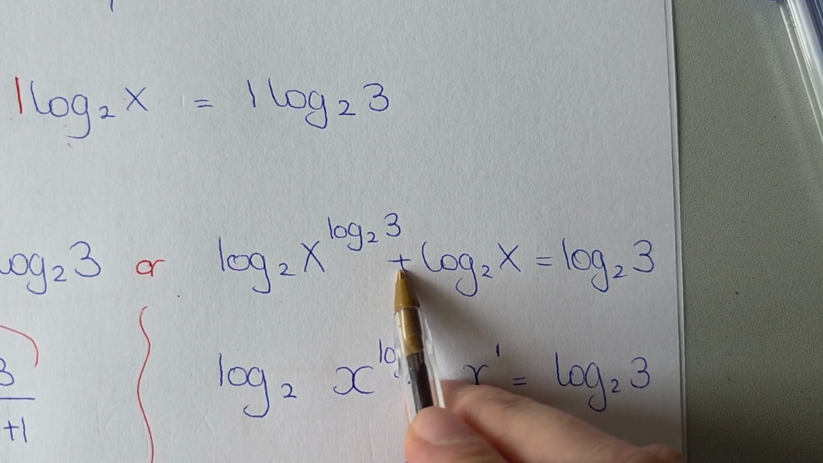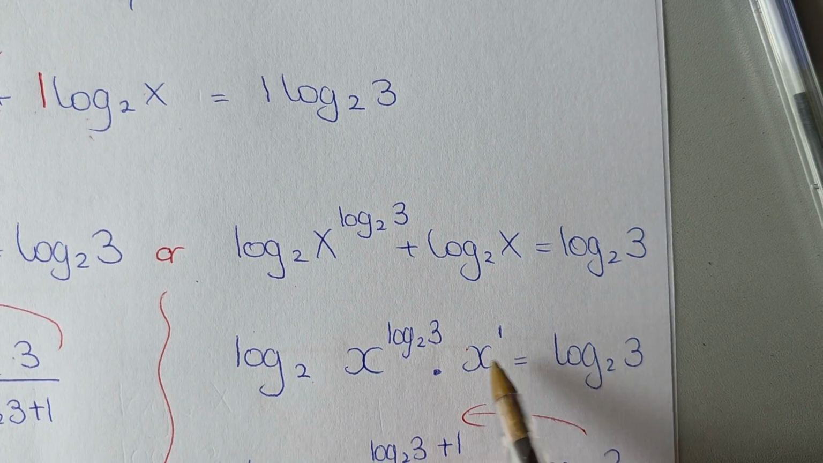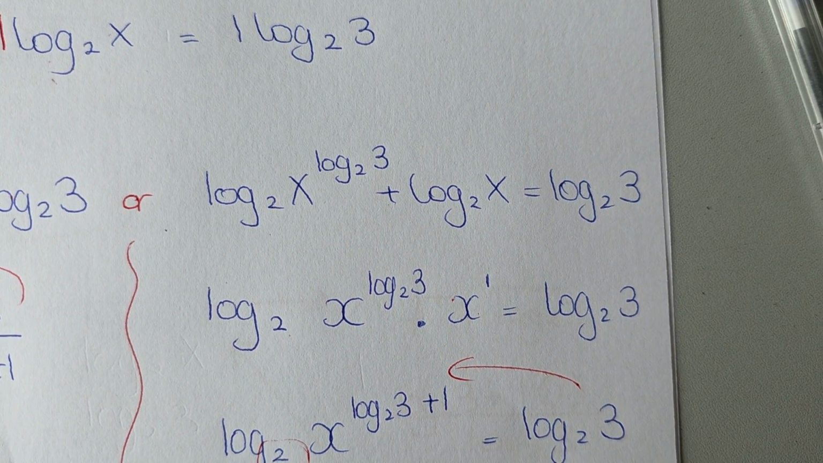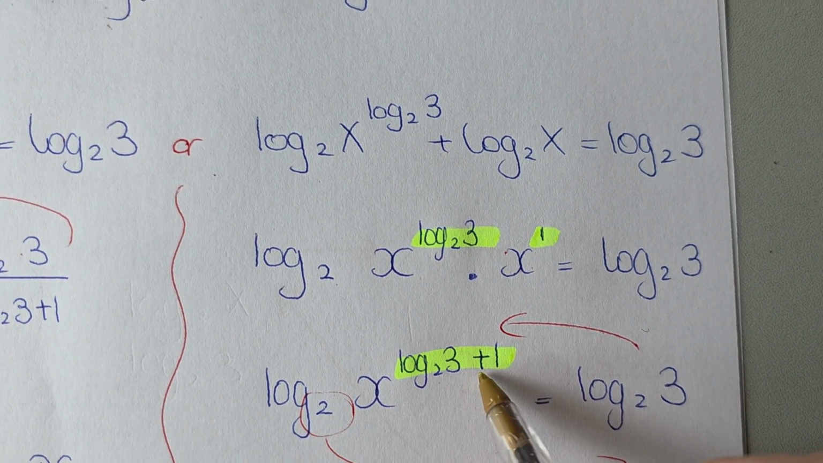Addition turns into multiplication. So it'll be the log with a base of 2, this term multiplied by that term. And x on its own is x to the power of 1. Now remember, they are like terms, so I can add their powers using rules of indices. And I'll get a power of log 3 base 2 plus 1.